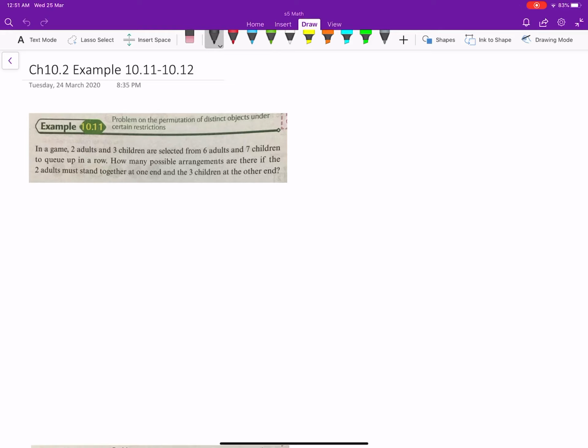So first of all, we understand the question is we need to pick 2 adults from 6 and 3 children from 7. So finally, we need to pick 5, right? Then we just try to imagine we have 5 spaces here. And these 2 need to be adults. Okay, and these 3 need to be children.